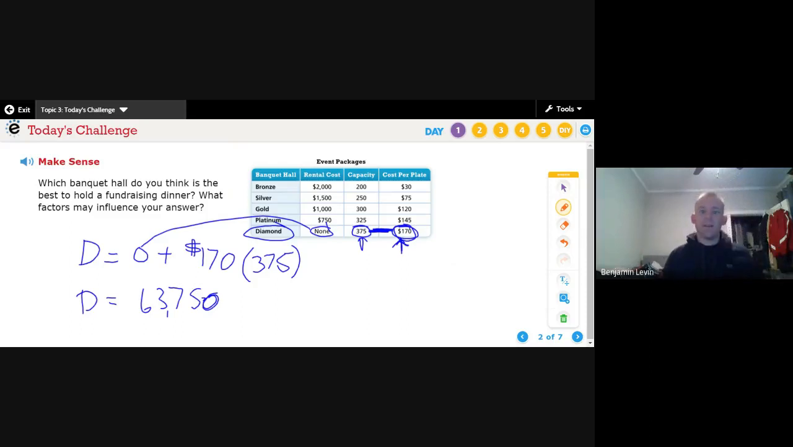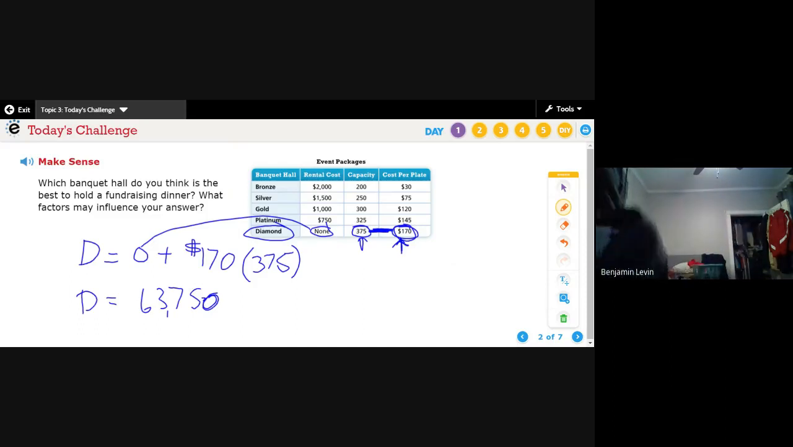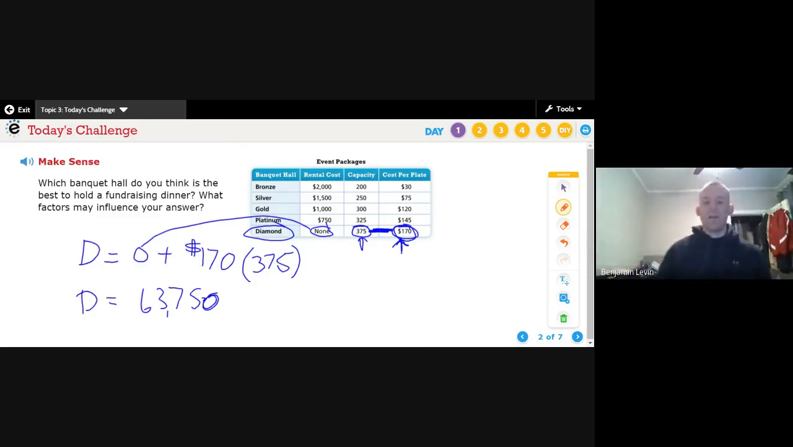It's free to rent the hall, but man, they get you on food. They charge you $170 a plate, which seems to me like a pretty outrageous price. So it always brings up a good lesson. It's always good to calculate this stuff before you commit to buy something, because something might seem like a good deal when they say, oh, it's free to rent.